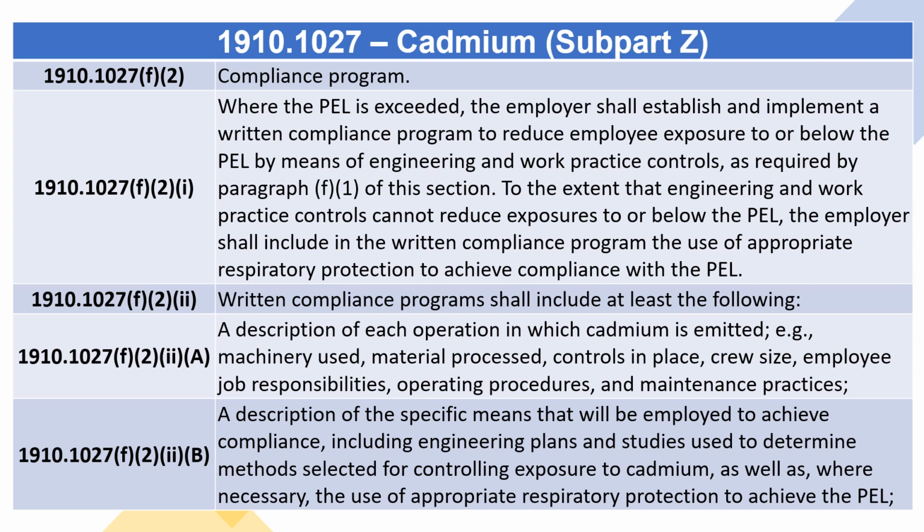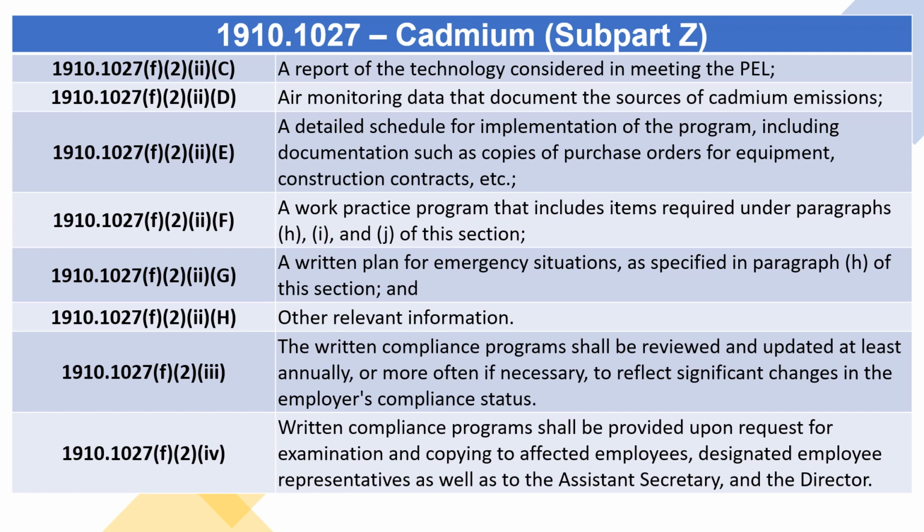1910.1027(f)(2)(ii) Written compliance programs shall include at least the following. (f)(2)(ii)(A) through (H): A description of each operation in which cadmium is emitted, e.g., machinery used, material processed, controls in place, crew size, employee job responsibilities, operating procedures, and maintenance practices. A description of the specific means that will be employed to achieve compliance, including engineering plans and studies used to determine methods selected for controlling exposure to cadmium, as well as, where necessary, the use of appropriate respiratory protection to achieve the PEL. A report of the technology considered in meeting the PEL.